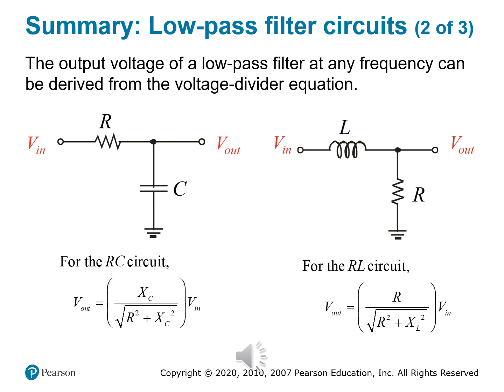For the RL low-pass filter, there's a twist, right? So V out is equal to R divided by the square root of R squared plus X sub L squared, all times V sub in, or voltage in. And so with inductive reactance, X sub L, it increases with frequency.